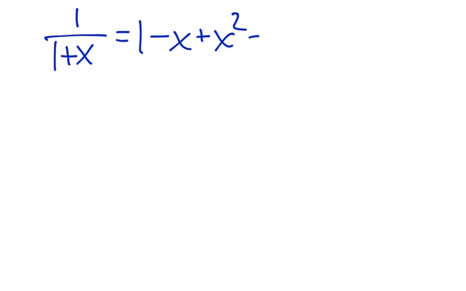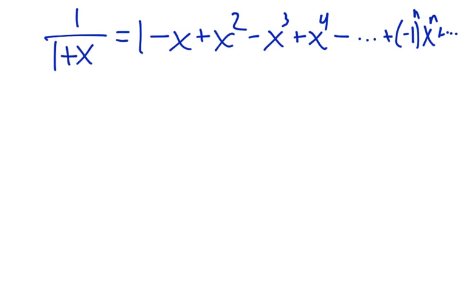So we know 1 over 1 plus x is equal to 1 minus x plus x squared minus x cubed plus x to the fourth minus dot dot dot plus negative 1 to the n, x to the n plus dot dot dot.